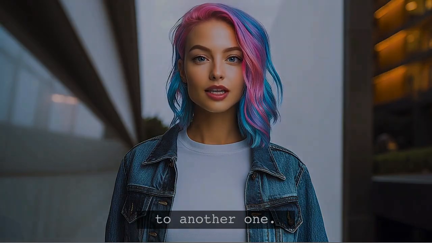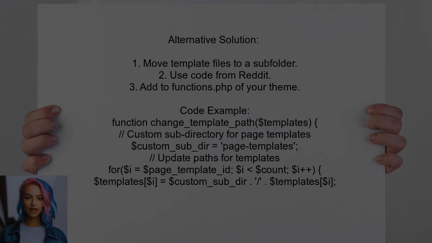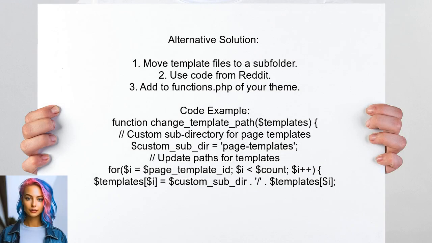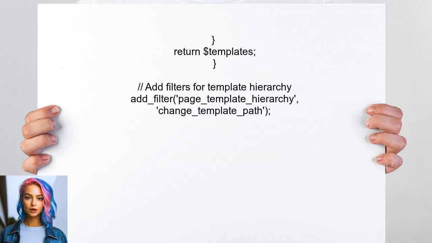Let's move on to another one. An alternative solution shared by another user involves moving all WordPress template files to a subfolder. They found a code snippet on Reddit that allows you to change the default folder for template files. This code can be added to the functions.php file of your theme or child theme.